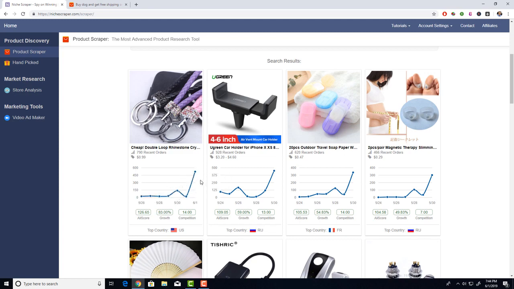And to further show this, we can look at the order history graph, which is this right here. On the x-axis, you're going to see the dates. On the y-axis, you're going to see the number of orders. So 7 days ago on May 26th, this product got 24 orders.